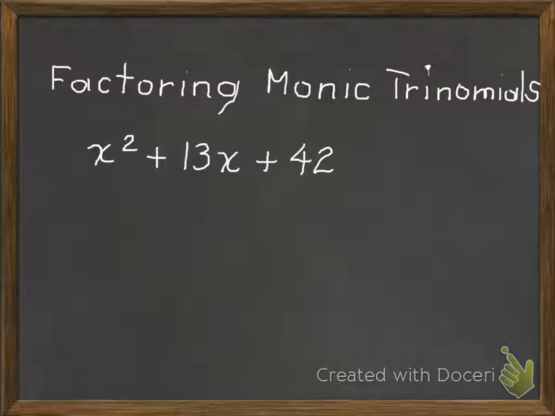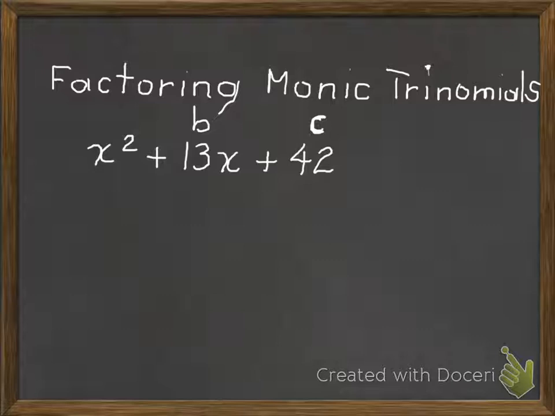So recall, when we factor monic trinomials, there is a special method we can use that is easier than the methods we have to use for the other trinomials where the coefficient on the x squared is not 1. So this special method for monic trinomials is that we find factors of the c term, this constant term, that add to give us the b, the coefficient on the x term.